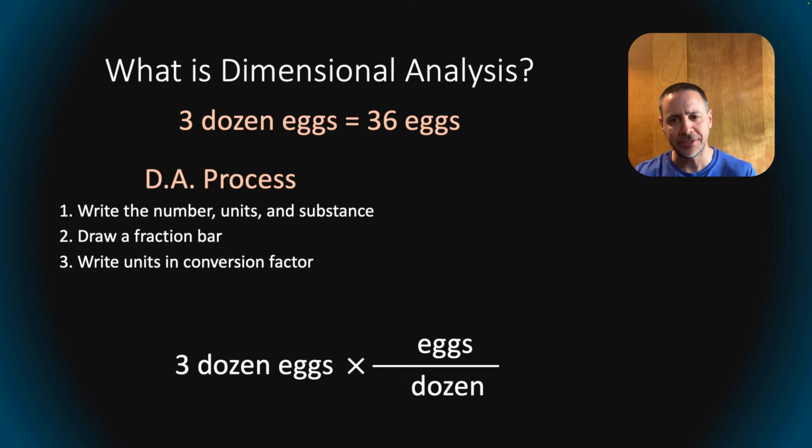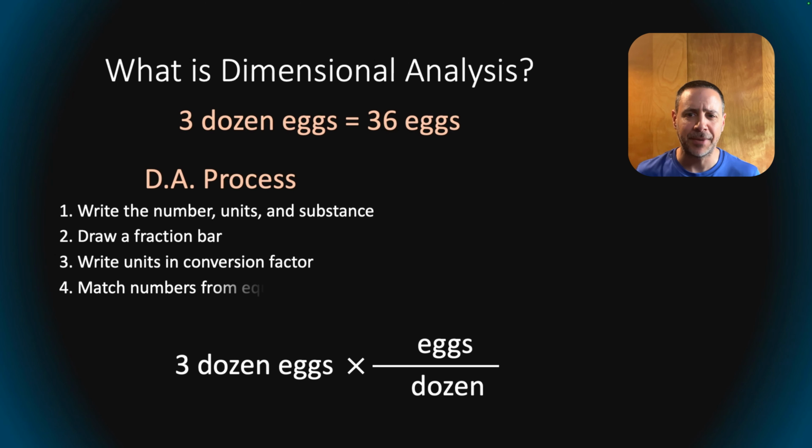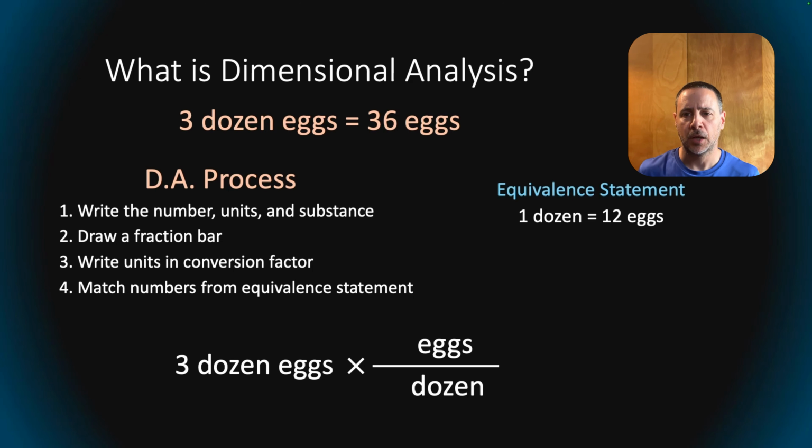Now that I've written the units into my conversion factor, I can match the numbers from the equivalent statement with the units I just put in the fraction. That's helpful. 1 goes next to the dozen in the denominator, and 12 goes next to the eggs in the numerator. That simple matching step shows you the math required to perform the conversion. Now, the calculation. Take the number in the front, multiply it by the number in the numerator, and divide by what's in the denominator. 3 times 12 is 36.